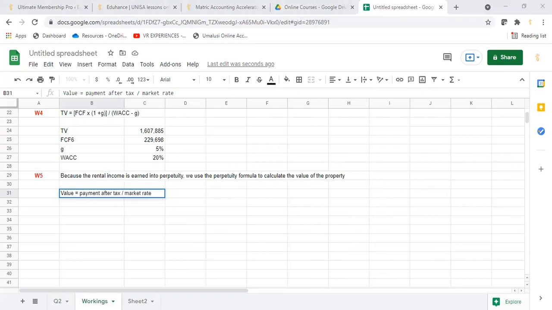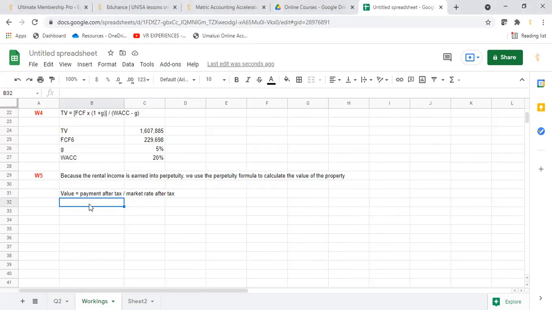So note number 2 says... I was kicked out a bit, I think network issue. How do you know that the rental is earned into perpetuity? Because they don't tell you there's a specific period, so you can only assume it's into perpetuity, because they're not going to give you a specified period.